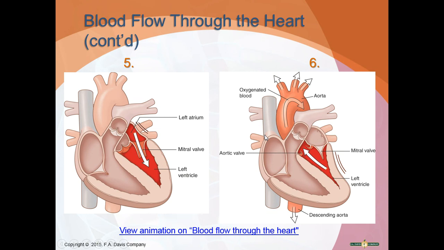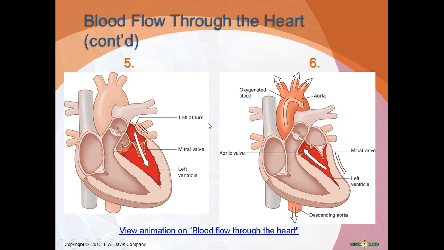So number 5, when the left atrium is full, it contracts. This forces the mitral or bicuspid valve open and blood is pumped into the left ventricle. When the left ventricle is full, the mitral valve closes to prevent backflow. The ventricle then contracts, forcing the aortic valve to open, allowing blood to flow into the aorta. From there, oxygenated blood is distributed to every organ in the body.